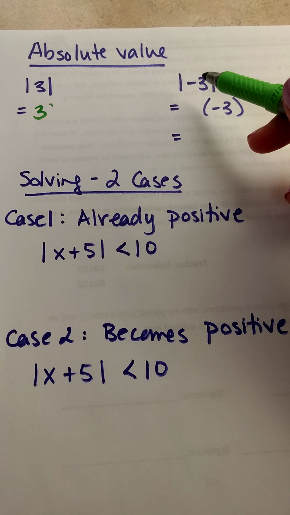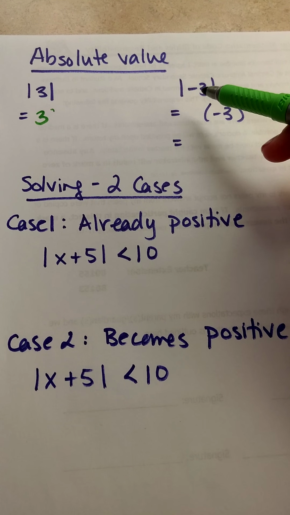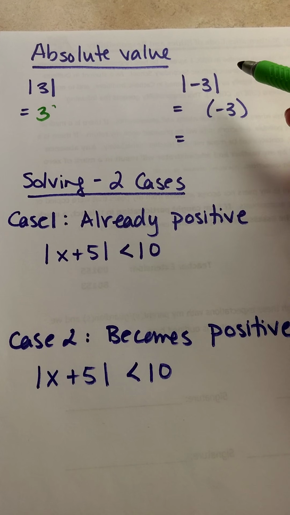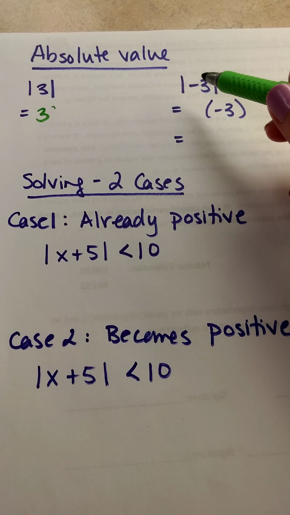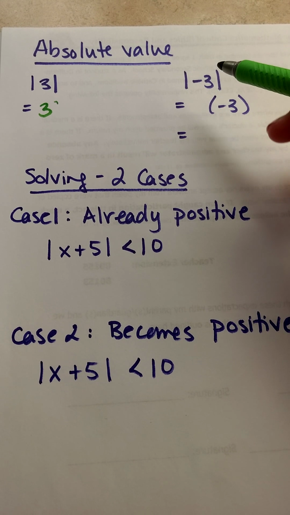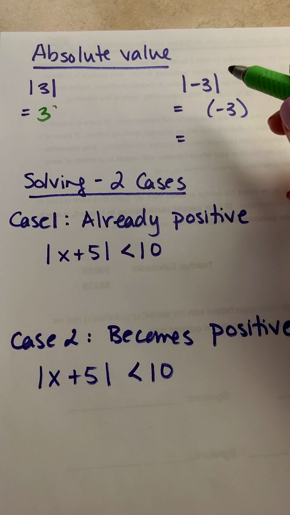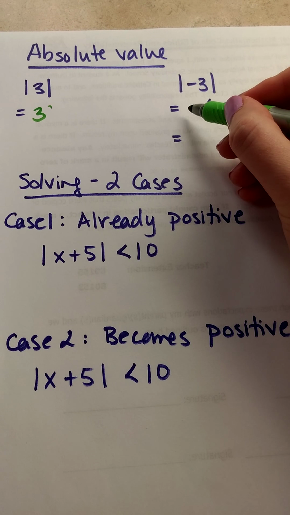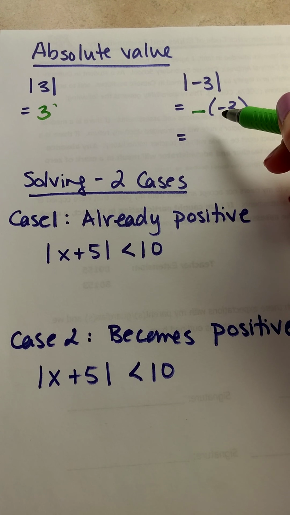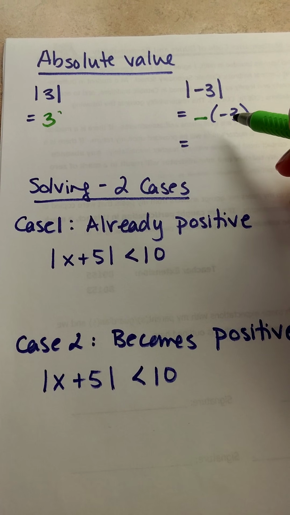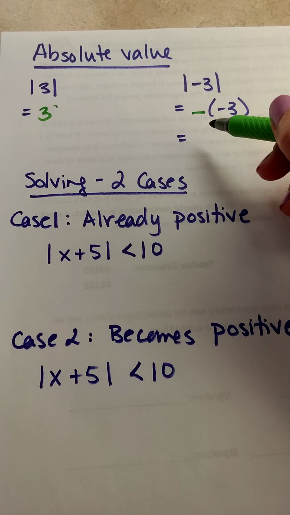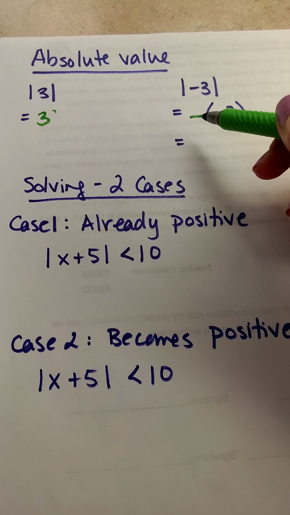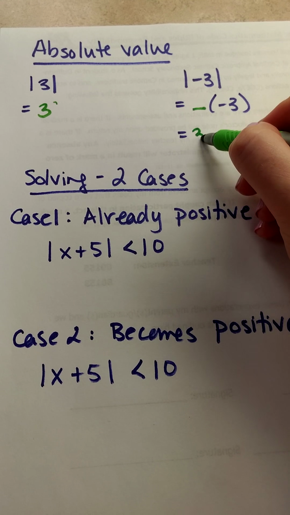However, if we take something like the absolute value of negative 3, we know that the answer here will come out as a positive 3. But the question is why? What is it that turns this negative 3 into a positive 3? So the operation we're using here to turn a negative into a positive is to multiply by negative 1. The reason we do that is because that lets us change the sign on the number, but not the magnitude or the size of the number.